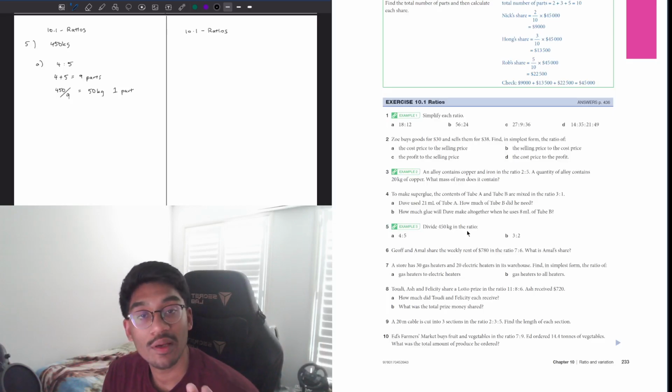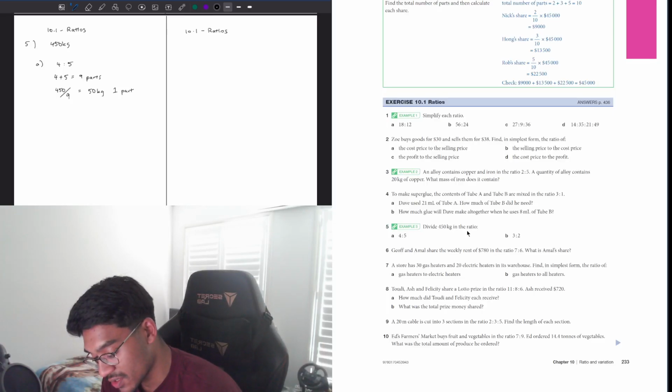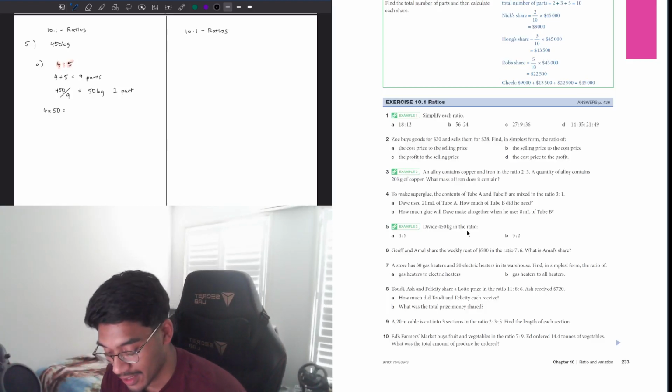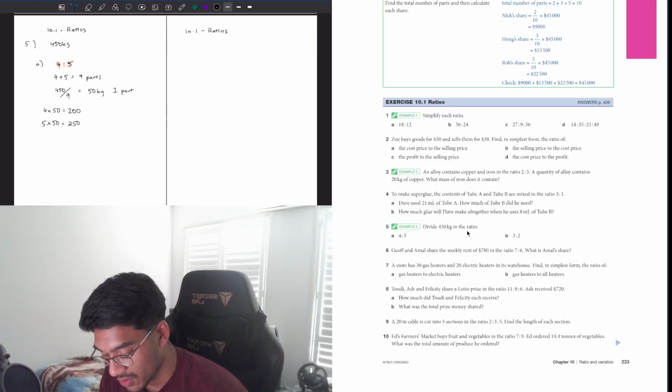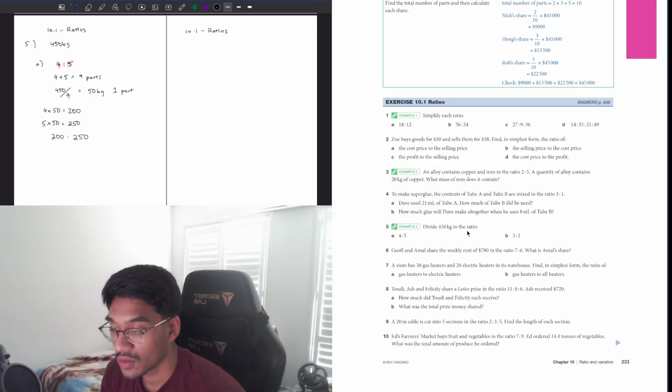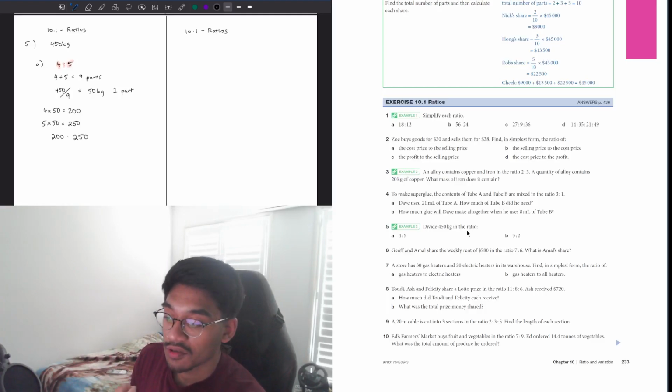Now that we know that, we can put this back into our question. So if we look at our question, we have 4 parts to 5 parts. So to work out the 4 parts, we do 4 times 50, which equals 200. And then we also do 5 times 50, you get 250. So we know the ratio is now 200 to 250. I'll let you go ahead and do question B.